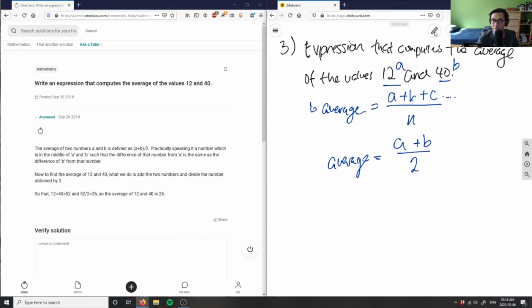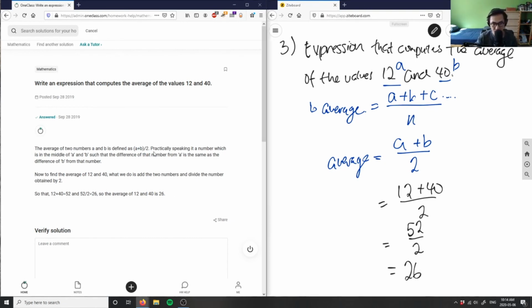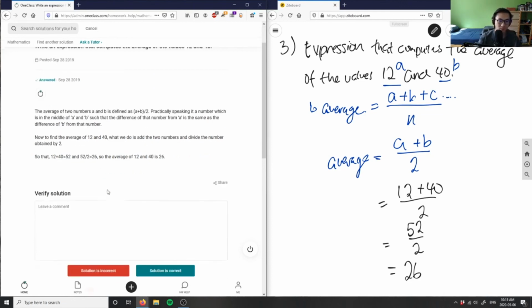And obviously, we can use this to find out what our average is. A plus b is 12 plus 40, divided by 2. 12 plus 40 is 52, divided by 2, which would equal 26. So this is the correct answer. As you can see, they wrote it's a plus b divided by 2, which is great. And then they found the average. They add the numbers and divide by 2. So it's 52 divided by 2, which is 26. So the solution here is correct.